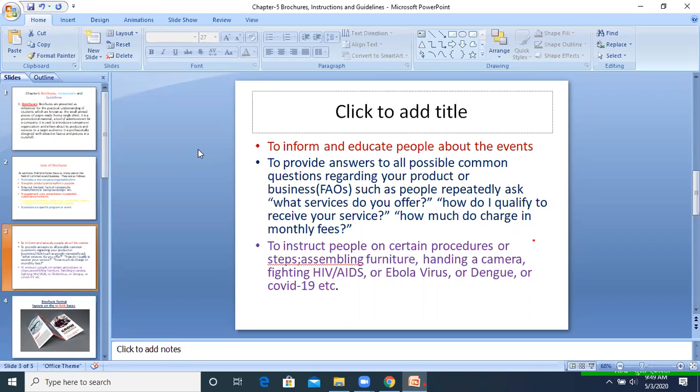To inform or educate people about the events, what program is going on in the company, what program is being designed or scheduled to be performed inside the company or organization, we have to use a brochure. And the second point: to provide answers to all possible common questions regarding your product or business.